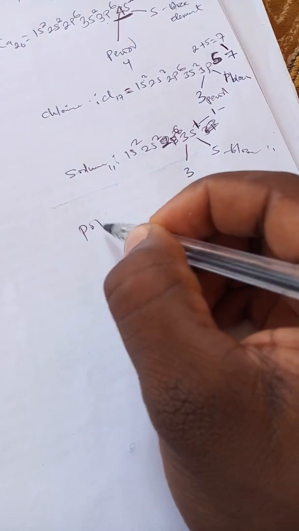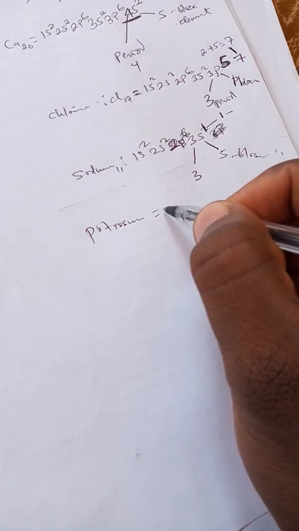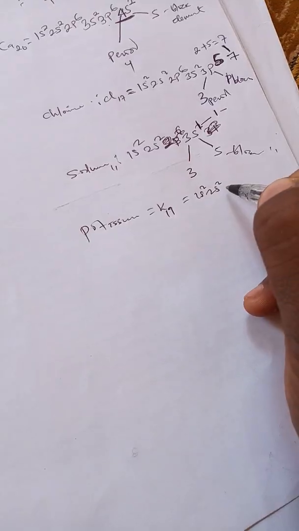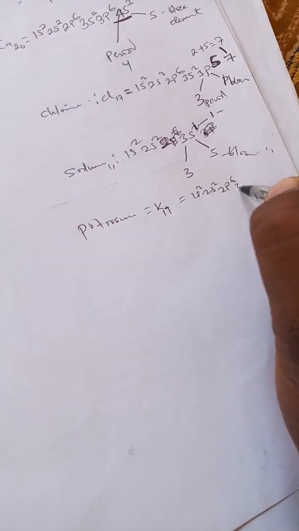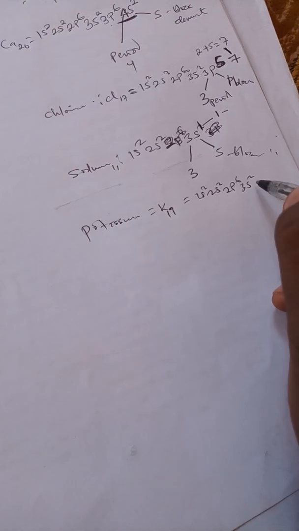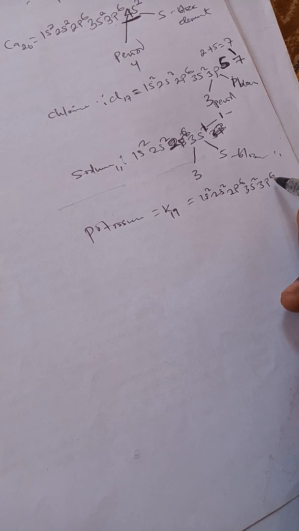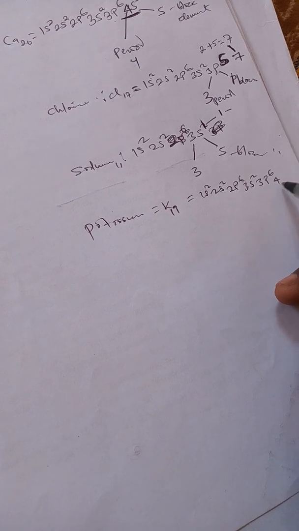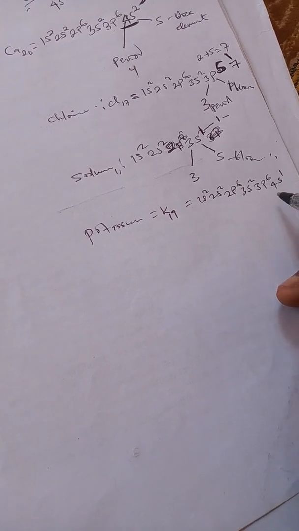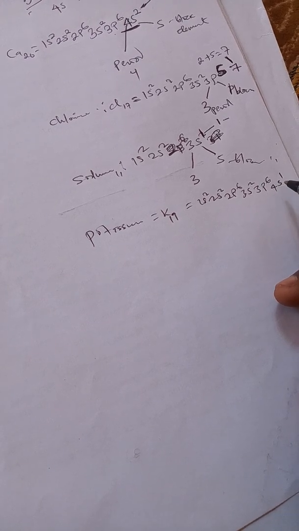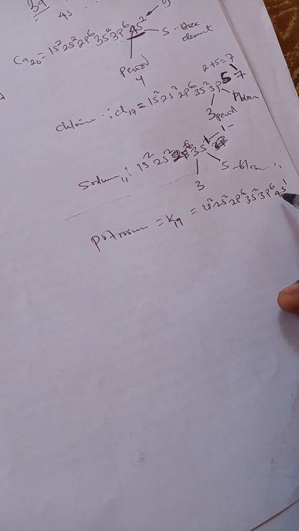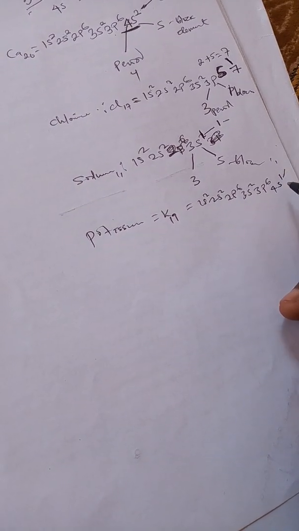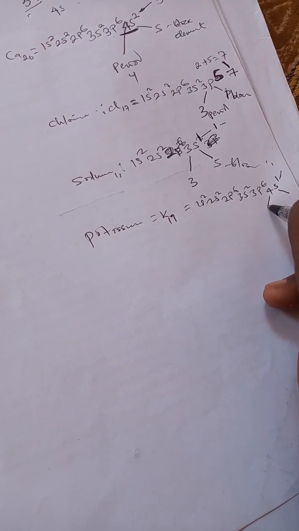Then potassium, atomic number of 19: 1s2, 2s2, 2p6, 3s2, 3p6. This is 18. Then 4s1. This is another case. Instead of 3d, we put 4s, because 3d has a higher energy level than 4s. Therefore, potassium is in group 1, s block, and period 4 of the periodic table.